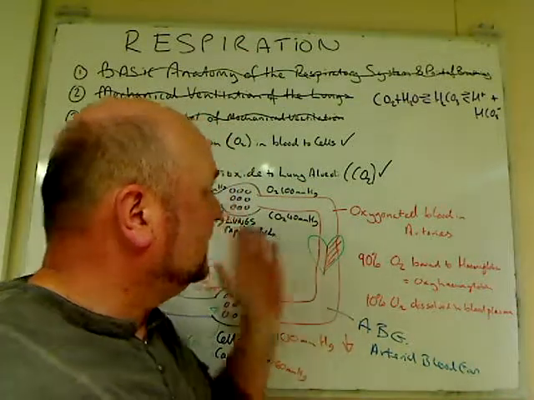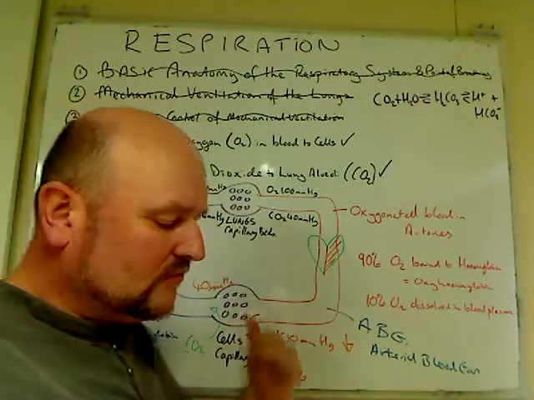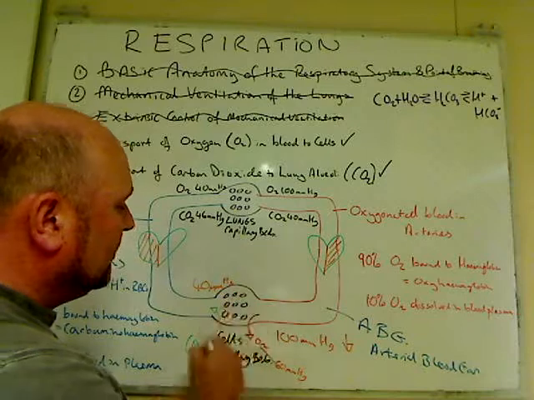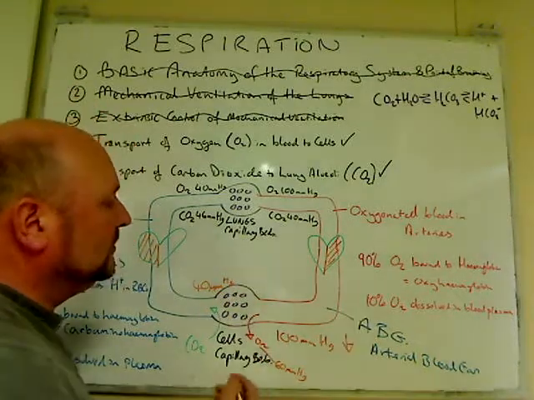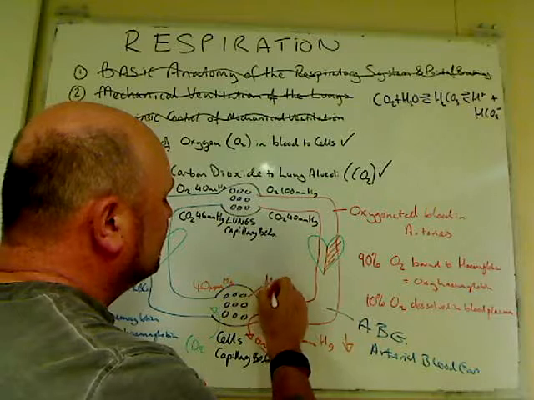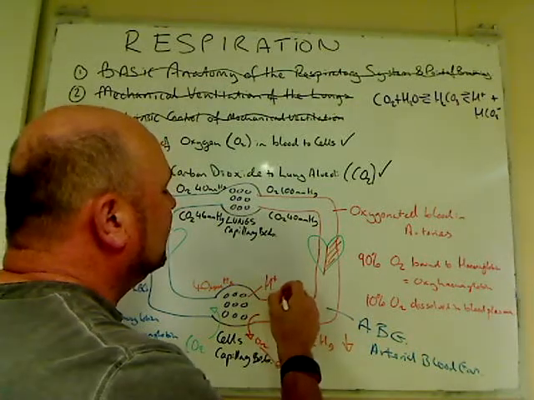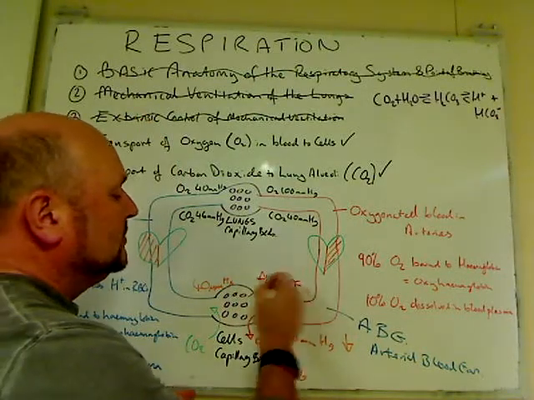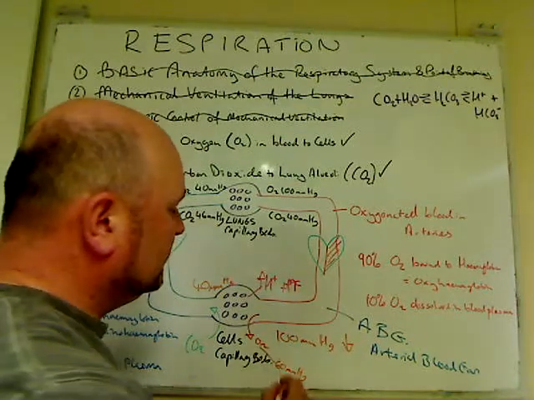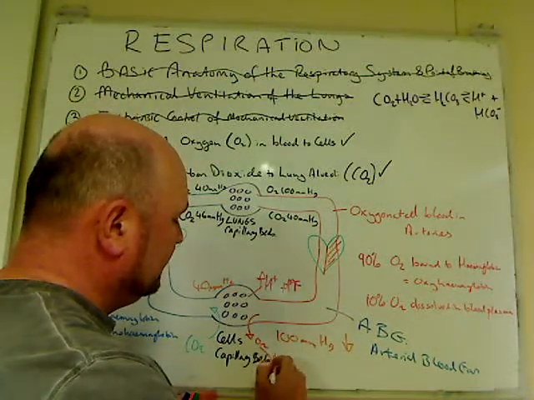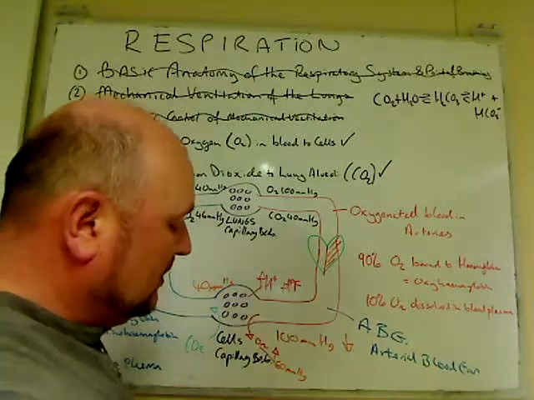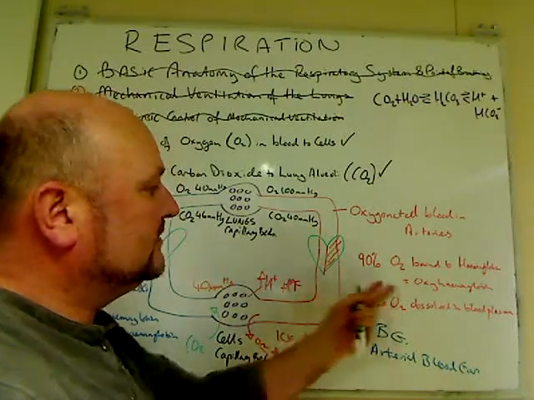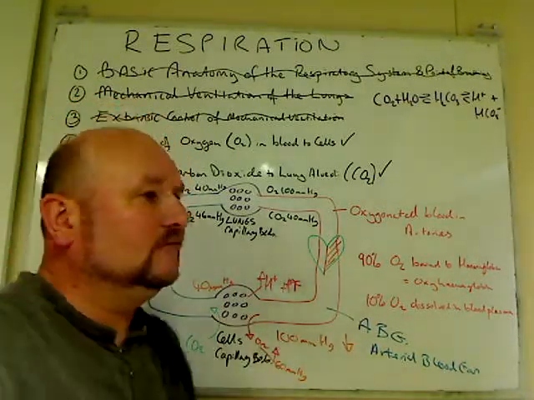90% bound there, attaches on here and is released here. But what really makes it release at the capillary beds? Well, there's a number of mechanisms, but the one that we look at the 200 level is the effect of acidity and temperature. As acidity and temperature increase, the offloading of oxygen also increases. So as it becomes more acid in the capillary beds here, oxygen comes off faster from the red blood cells and into the cells more quickly.